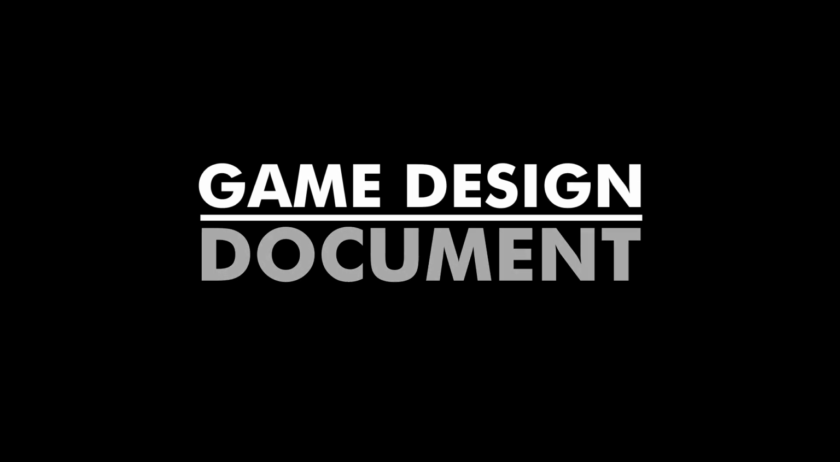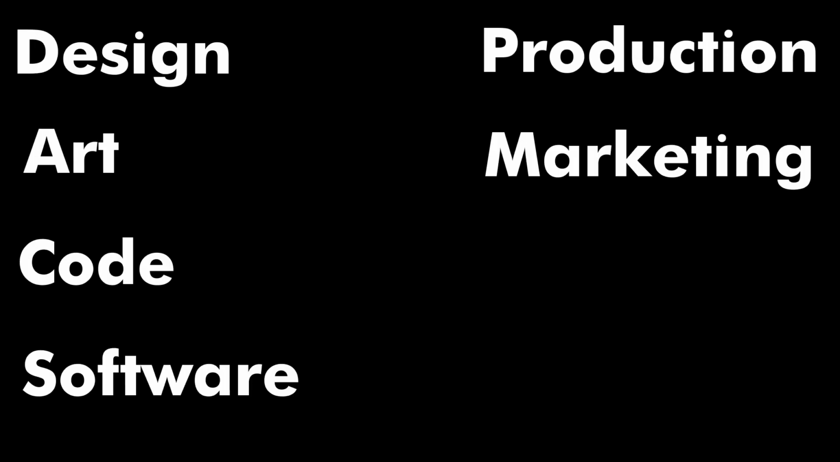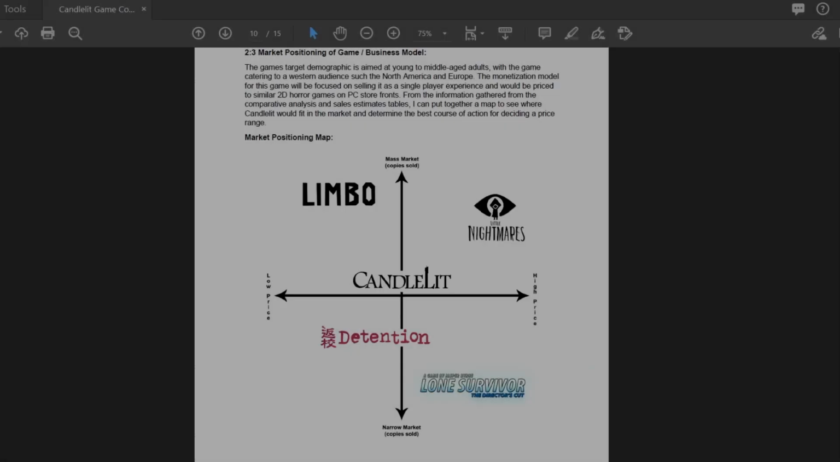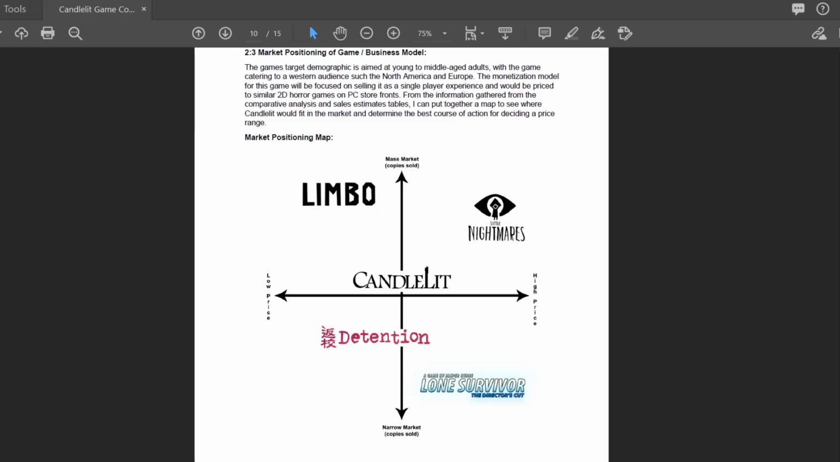The final document we are going to explore is the Game Design document, which is also called the GDD. This document is a living, breathing thing and continues to grow and expand up until the game's release, and even then, there may be a few more things added after its release. This document gives a detailed explanation of all aspects of the game, from design, art, code, software, production, marketing, and the financial side of things. All the documents we've mentioned in this video all support and refer to the GDD.